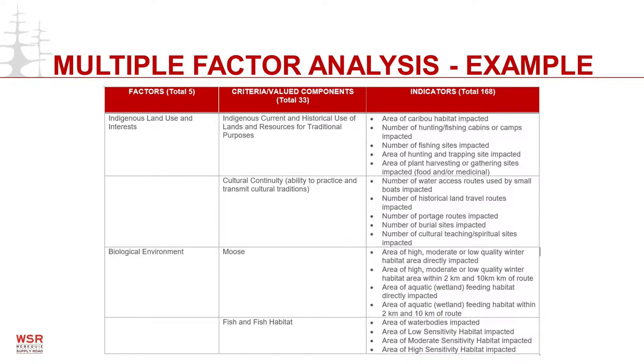And then just to give you another example here, let's look at the biological environment, and let's look at moose, for example. With moose, in terms of indicators, you could have areas of high, moderate or low quality winter habitat area directly impacted by the road development. You could have these same areas within 2 kilometers and 10 kilometers of the route.